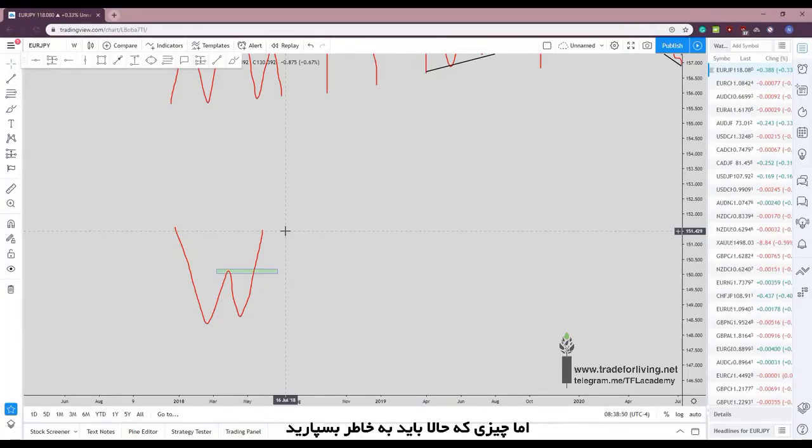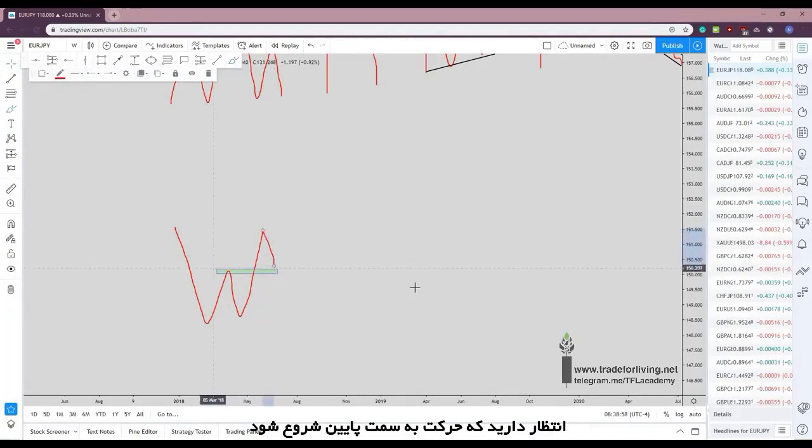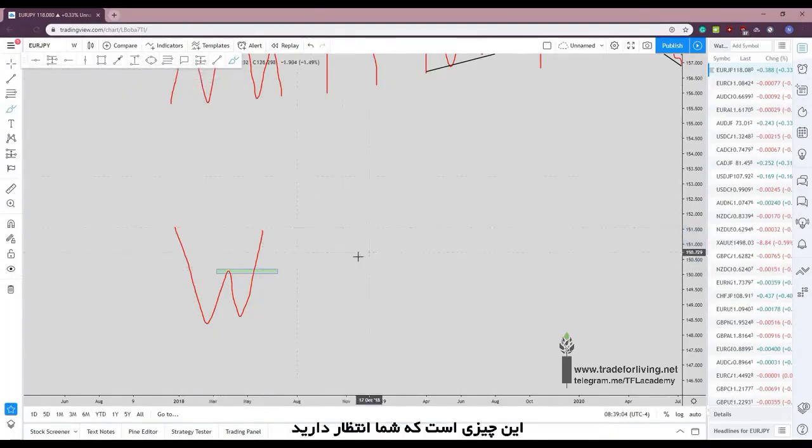But now what you need to memorize basically is that if you have a W formation, then you're expecting this push to the downside, and you're expecting this push to the downside at least to the neckline. This is what you are expecting.